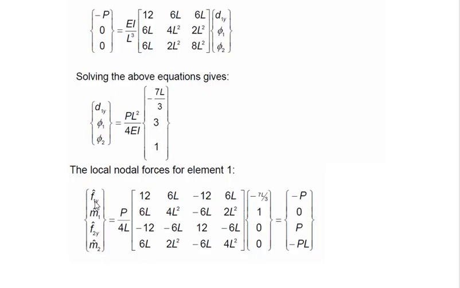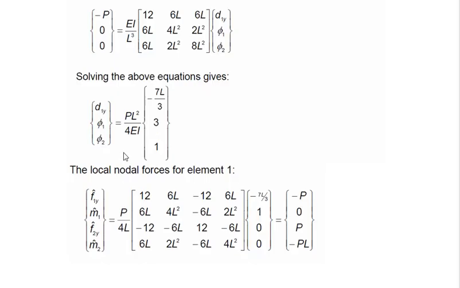And if we do it for element number 1, the forces and moments are F1y, M1, F2y, M2, and this is the element stiffness matrix for element number 1, and the corresponding displacements are here. There is a typo in this handout. The first value is correct, minus 7L by 3. The second value, it should be 3. It should be this value for phi 1, which is 3.